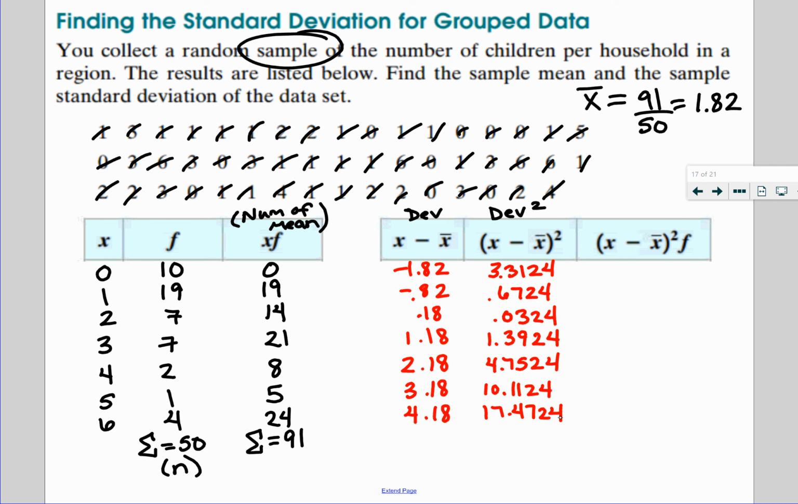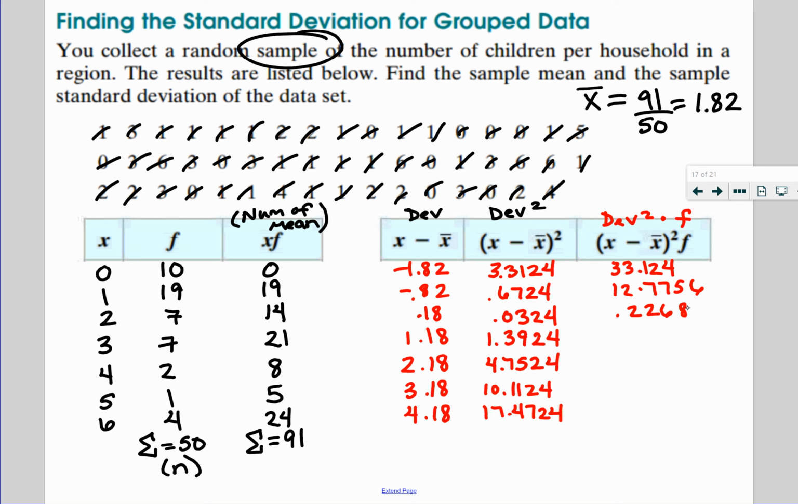When we have this grouped data, though, each x value occurs a certain number of times. So if we did the really big chart with 50 rows, I would have 3.3124 there 10 times because there's 10 zeros. And I would have 0.6724 19 times because there's 19 of those. So in the last column, we just account for how many times the values are going to repeat. We take our deviation squared and multiply by our frequency, which is the F column at the beginning. If I multiply by 10, that's an easy one, 33.124. 19 times 0.6724, 12.7756. 0.0324 times 7, 0.2268.